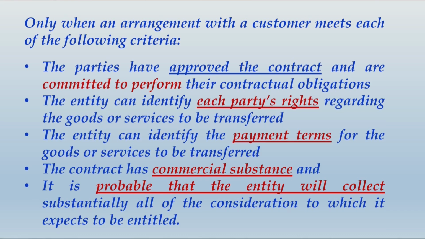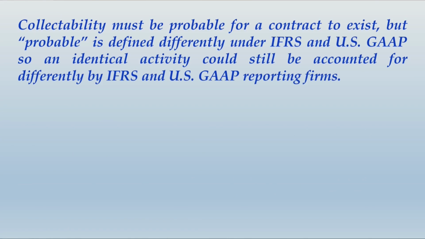Alright friends, once you have completed writing this much, let us move ahead and note down one more important point. Collectibility must be probable for a contract to exist, but probable is defined differently under IFRS and US GAAP. So an identical activity could still be accounted for differently by IFRS and US GAAP reporting firms. Please take note of this line as well.